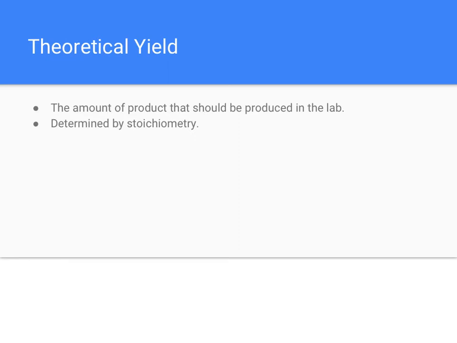So if we're talking about an experiment, we can determine the theoretical yield by doing stoichiometry and saying, based on these amounts of our reactants, according to the stoichiometry, this is the amount of product that should be produced in the lab. It's called the theoretical yield because theoretically, this is how much you should make. Again, the theoretical yield is always determined by doing stoichiometry.